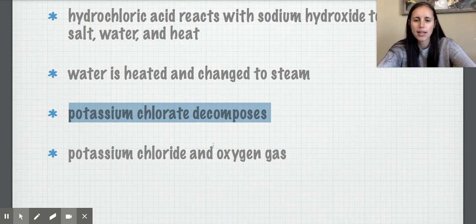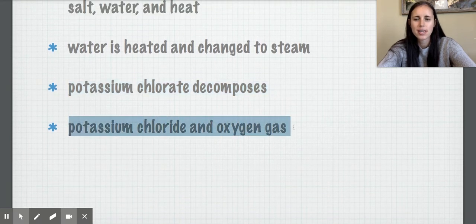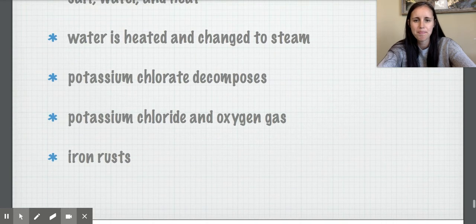Potassium chloride and oxygen gas are going to react. We're actually going to skip that one for now because, again, that's something that we're going to talk about a little bit more in grade 10.